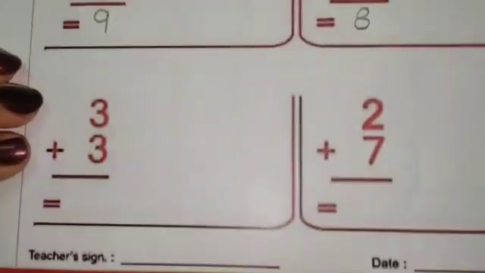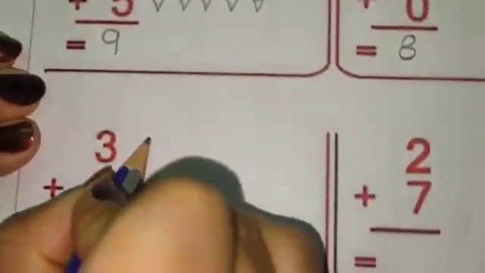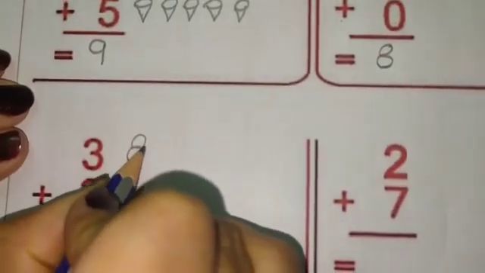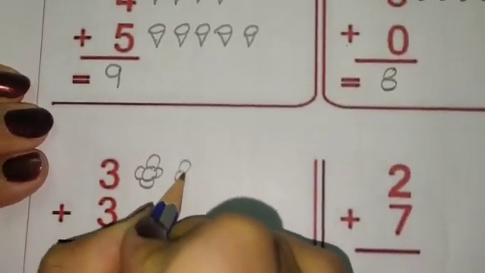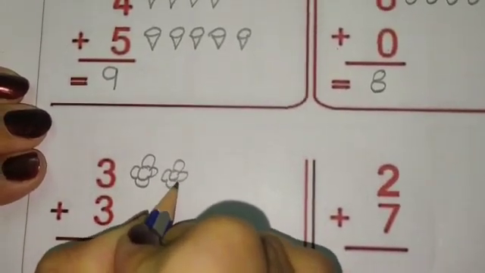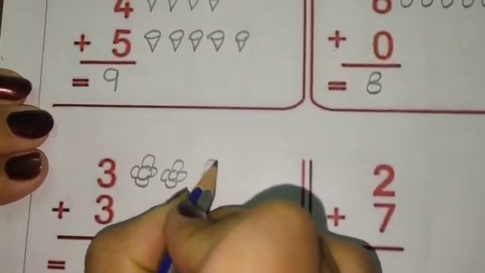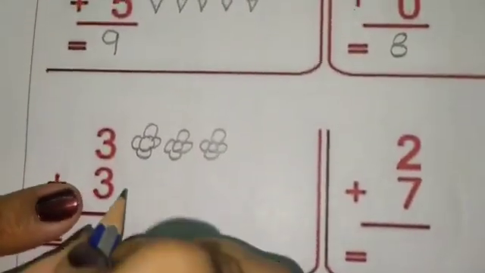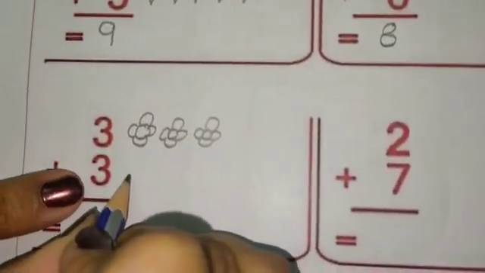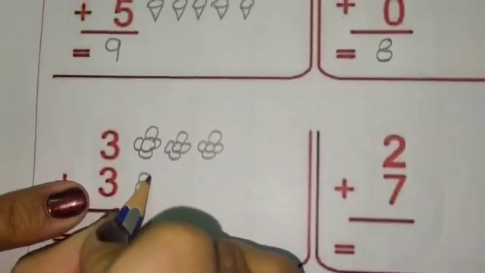Very good. Next we have 3. So we will draw flowers. 1, 2, 3. And here we'll draw 3 more flowers because here again there is number 3.